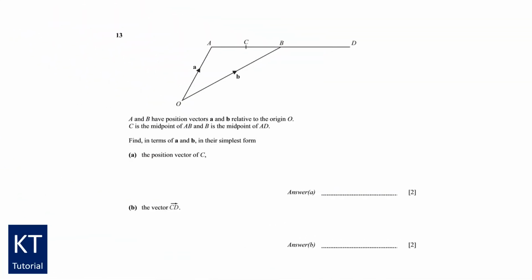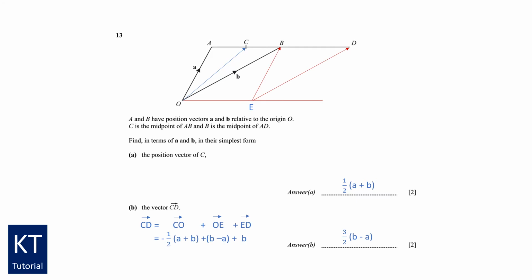Question 13. A and B have position vectors a and b relative to the origin O. C is the midpoint of AB and B is the midpoint of AD. Find in terms of a and b, in their simplest form, the position vector C. Vector C is equal to half of a plus b. Next, find the vector CD. With CD being CO plus OE plus ED, we could solve for CD being 3 over 2 of b minus a.